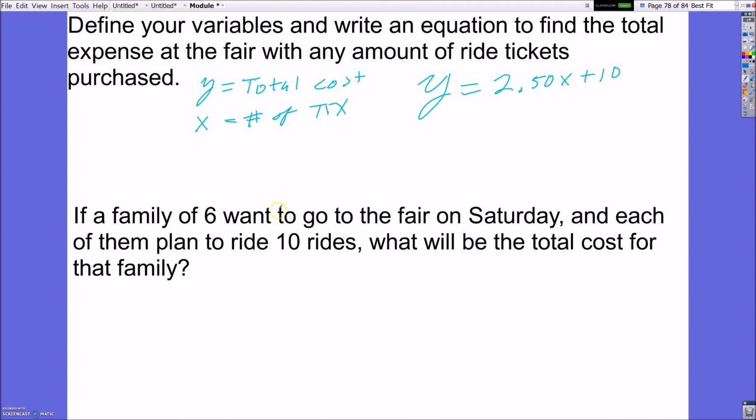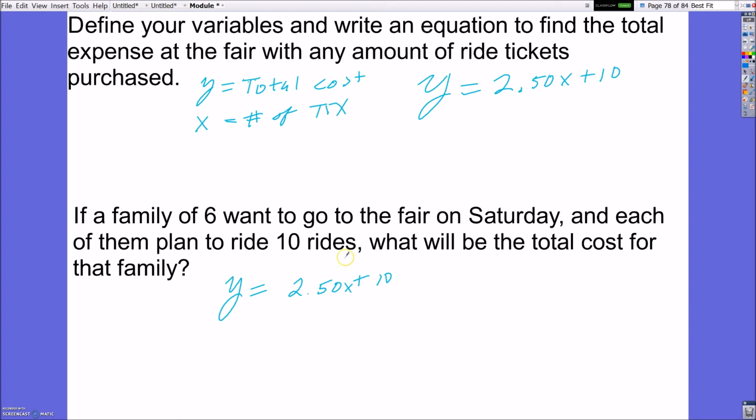Now, if a family of 6 wanted to go to the fair on Saturday, and each of them planned to ride 10 rides, which means they each need 10 tickets, what would be the total cost for the family? The problem here, guys, is that it's $10 for each person to get in and $2.50 per ticket per person.